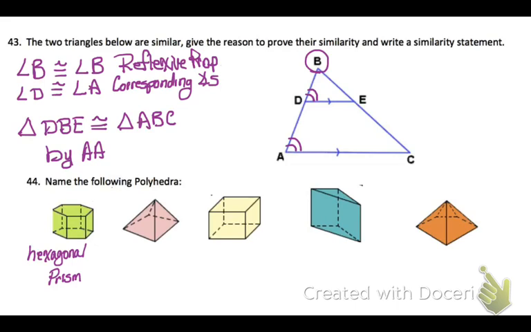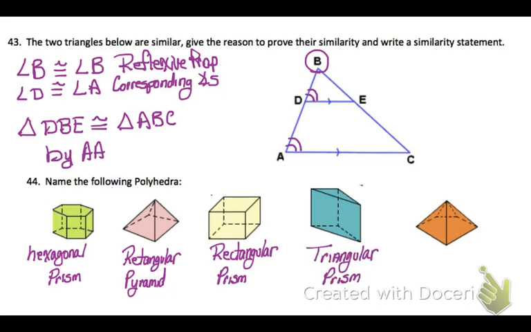Now, the next one is a pyramid because we have a base and then we have sides that are triangles that go up to a point. The base on this is a rectangle. It kind of looks like a square, but they don't give us markings, so I can't say that. So it's a rectangular pyramid. The next one is a prism, and the base is a rectangle, so it is a rectangular prism. The fourth one is also a prism, and notice that my bases here are triangles, so this is a triangular prism. And the last one is a pyramid, and the base is a 5-sided figure, so this is a pentagonal pyramid.